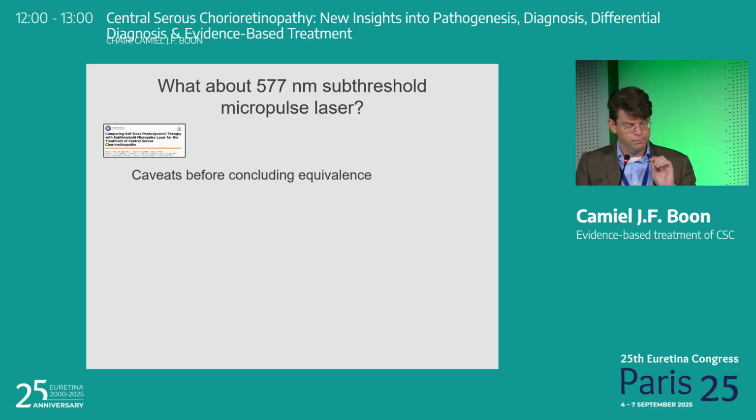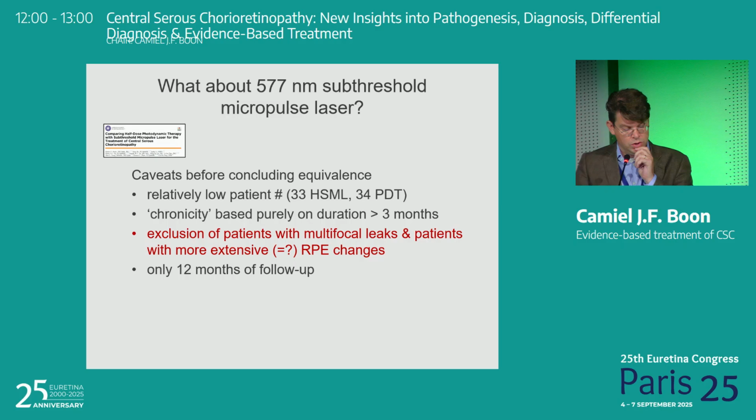But there are some potential problems with this study, I must say, because they had relatively low patient numbers, and they defined chronicity in contrast to, for instance, our studies, purely on the duration of the disease, and they actually excluded patients with multifocal leaks and with more extensive, although they didn't specify that, more extensive RPE changes. So the more severe chronic cases, based on the phenotype, were actually excluded, which is a pity. And they had 12 months of follow-up, so more follow-up, I guess, is needed.